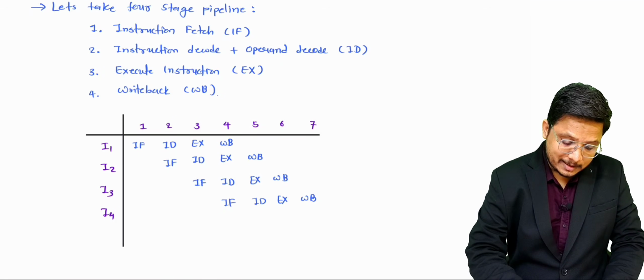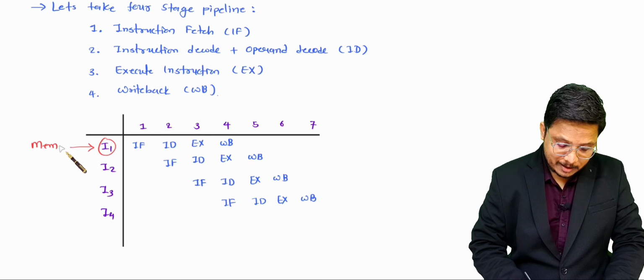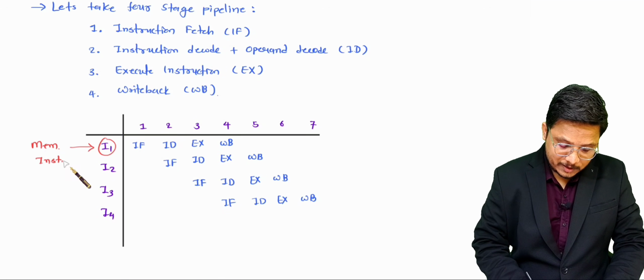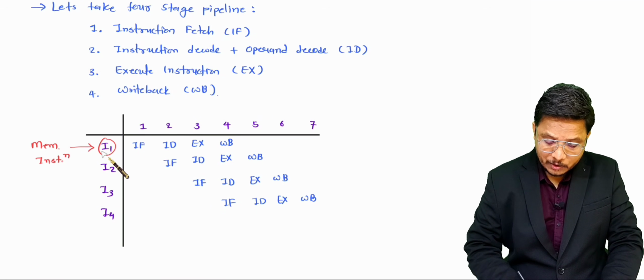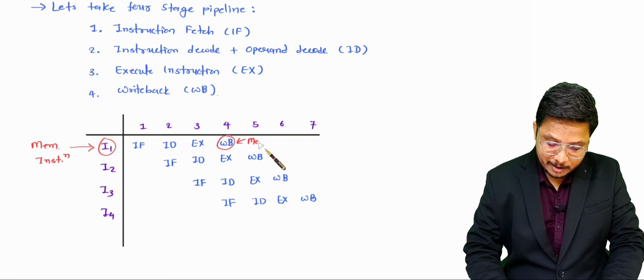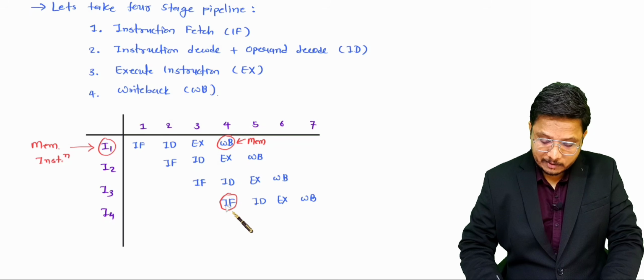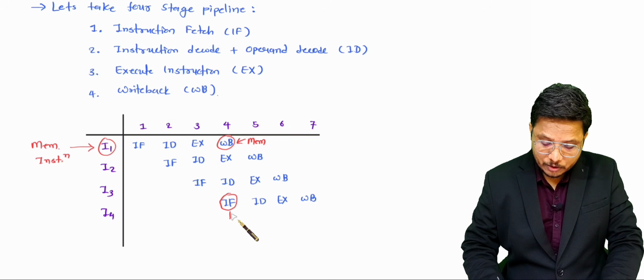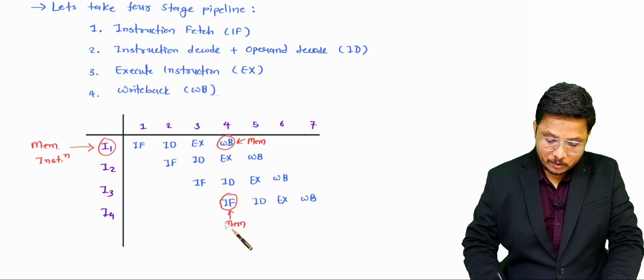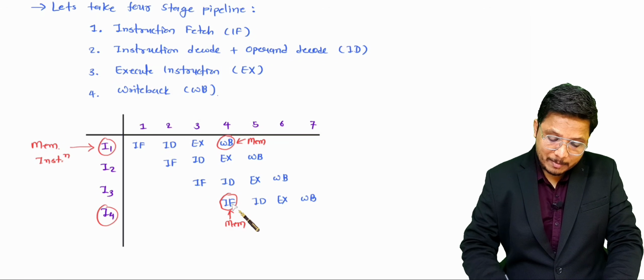But here let us consider one issue happening with I1. Let us say I1 is a memory instruction. Because I1 is a memory instruction, in the write back stage it will be using memory. And you see at the fourth cycle, I4 is performing instruction fetch, so in that also it needs to use memory. So you will observe I1 and I4 both are using memory in the fourth cycle.